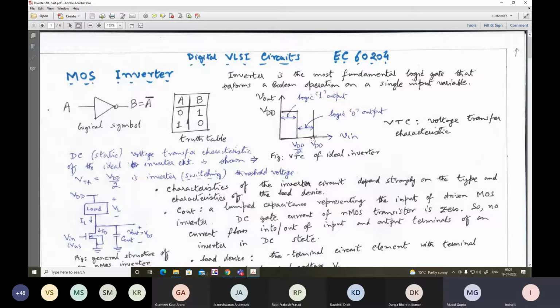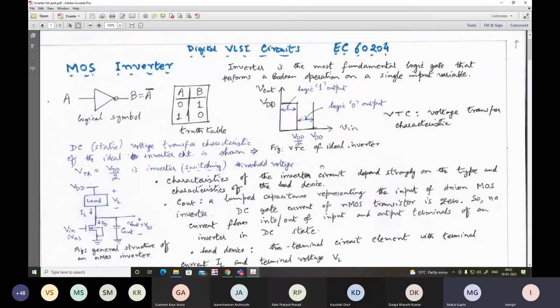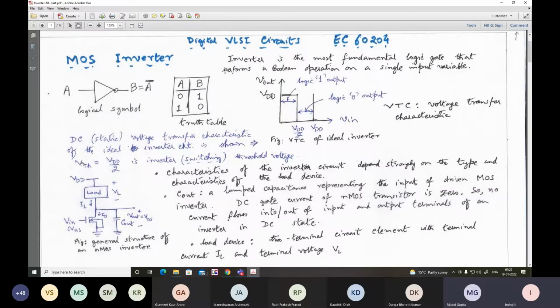But it hardly happens. This is the ideal case. This is the voltage transfer characteristic of the ideal inverter. Normally, first of all, we'll look into the DC or static voltage transfer characteristic of the inverter circuit. Where we write VTH, remember that we are writing V underscore capital T for technology threshold voltage.